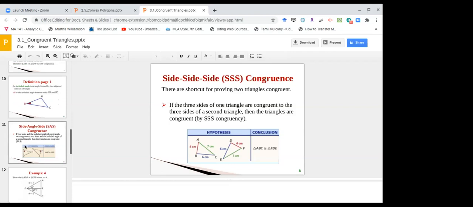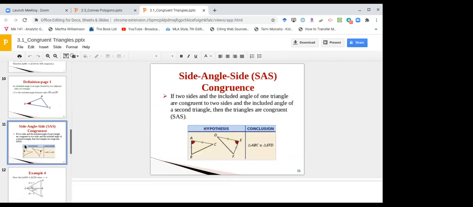One is side angle side congruence. And here, notice that the order in which the letters are written is a clue to what this theorem actually says. There's a side, there's an angle in the middle, and there's another side. And that's exactly how this works.